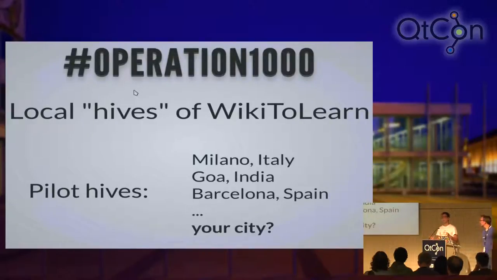For what concerns community building and participation, during our sprint at CERN, we decided to launch an operation called Operation 1000, which aims to create, by next year, a community of 1000 contributors. To do so, we have launched local hives, local groups of WikiToLearners, and we are planning to launch pilot hives in Milan, Goa, and Barcelona, and a few more cities, and maybe your city can be among these pilot hives, to create new communities and to expand our participation all around the world.